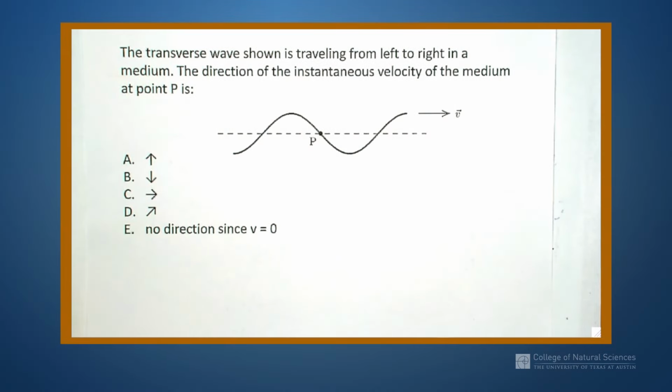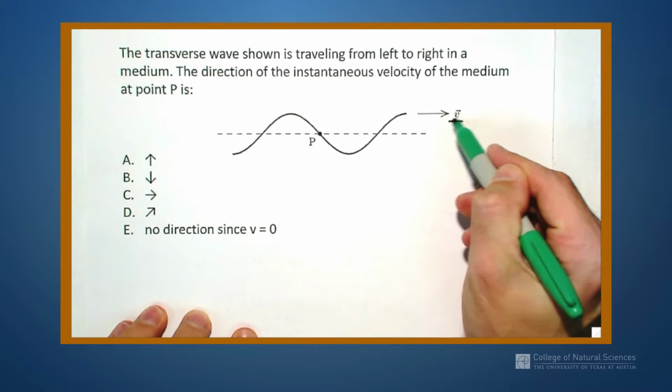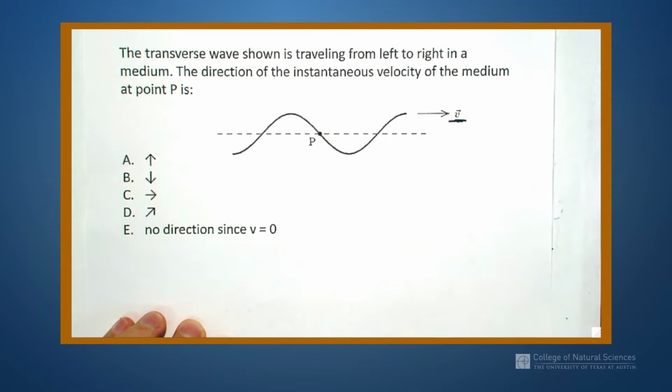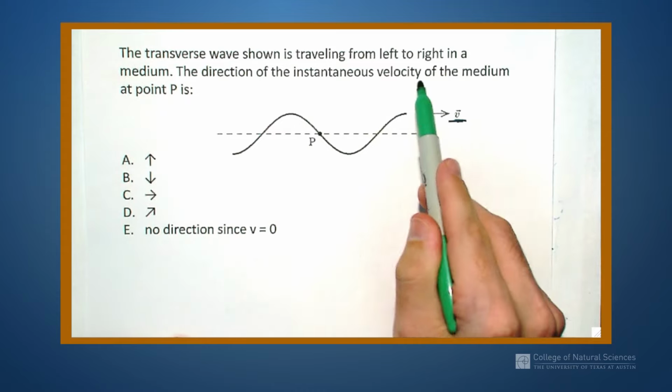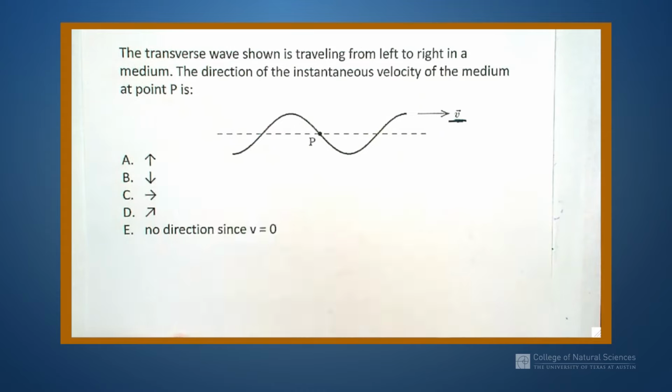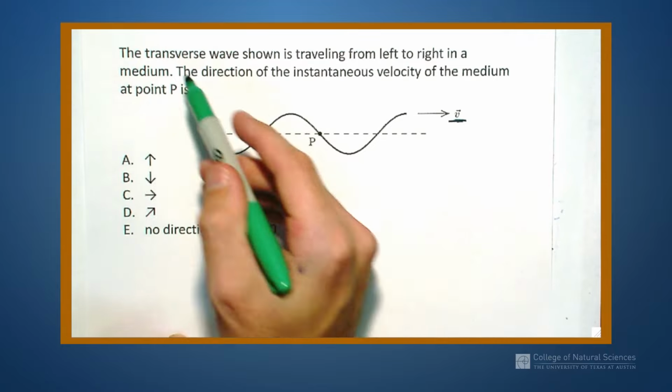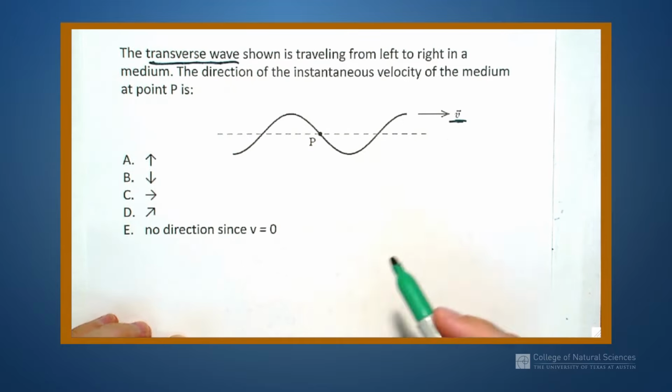So this question says that we have a transverse wave that's traveling from left to right. It gives us that it's traveling with a velocity in some medium. The direction of the instantaneous velocity of the medium at point P is what? They give us a couple words in here. They give us that it's a transverse wave.